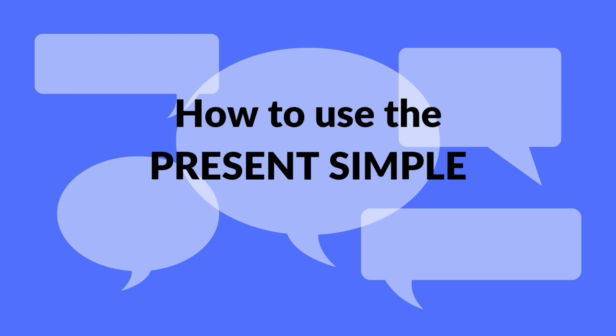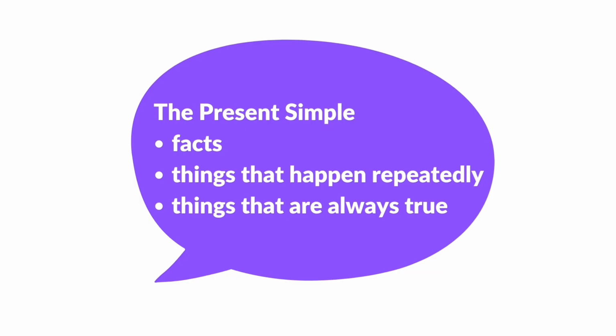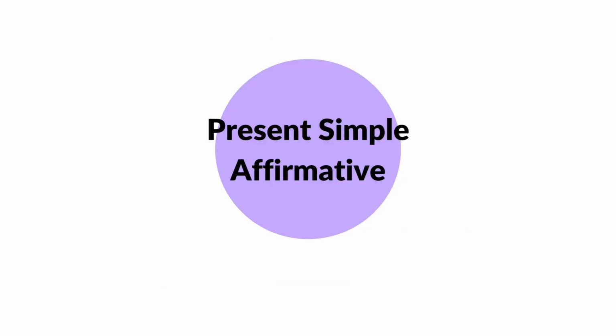First, let's see when we should use it. We use the present simple when we talk about facts, things that happen repeatedly, or things that are always true. First, let's see how to use it in the affirmative.